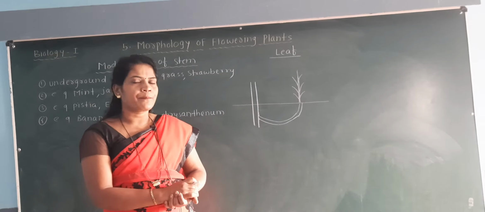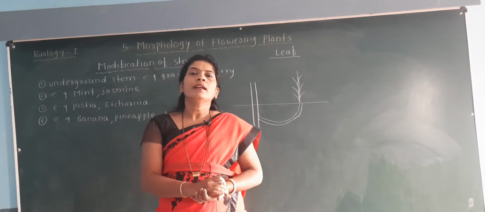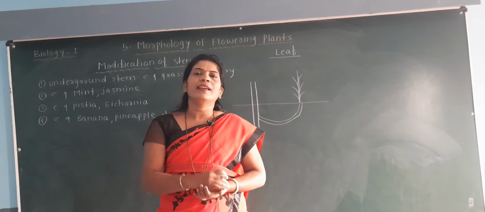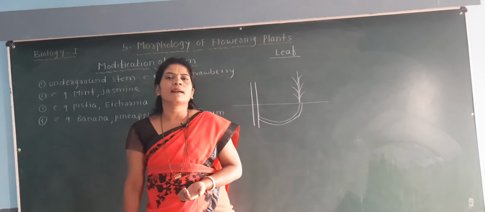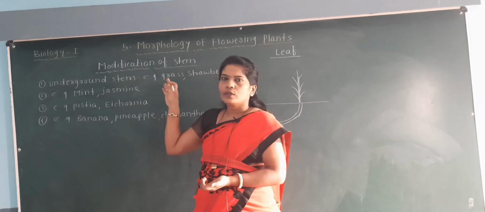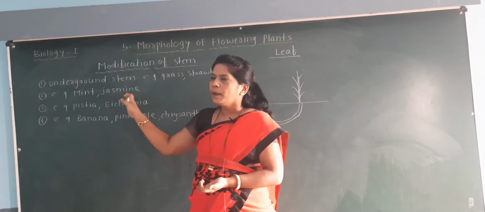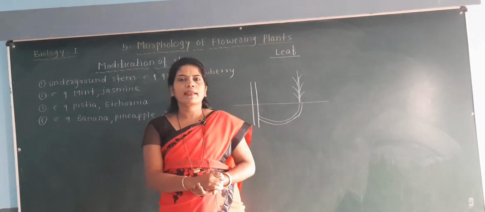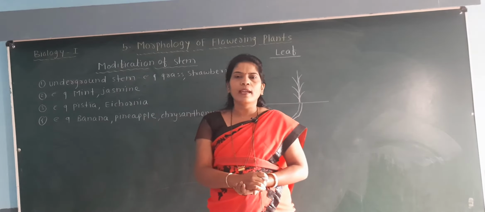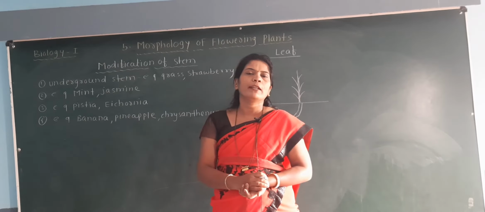बघा मी नीट काय सांगते ते ऐका. मी सांगते ते नीट ऐका की व्हेजिटेटिव्ह रिप्रोडक्शनसाठी नवीन प्लांट तयार करण्यासाठी स्टेममध्ये जे मॉडिफिकेशन होतात त्यांची एक्झाम्पल्स ही आहेत. कोणती? ग्रास, स्ट्रॉबेरी, मिंट, जास्मिन, पिस्टिया, इकॉर्निया, बनाना, पायनॅपल आणि क्रायसॅन्थेमम. ओके, म्हणजे याआधी मॉडिफिकेशन कोणती पहिली होती आपण?